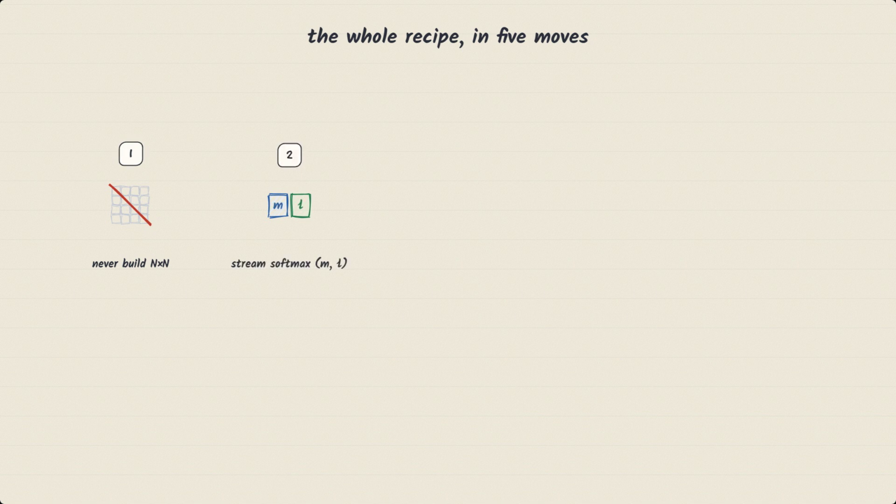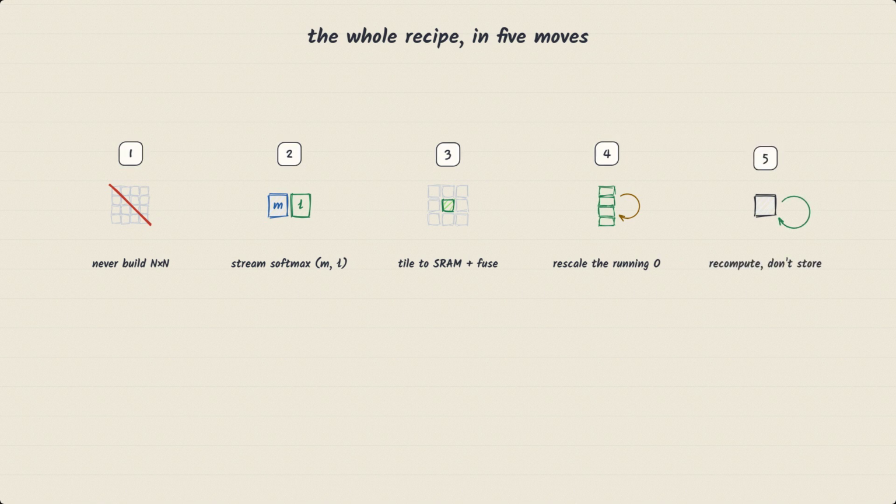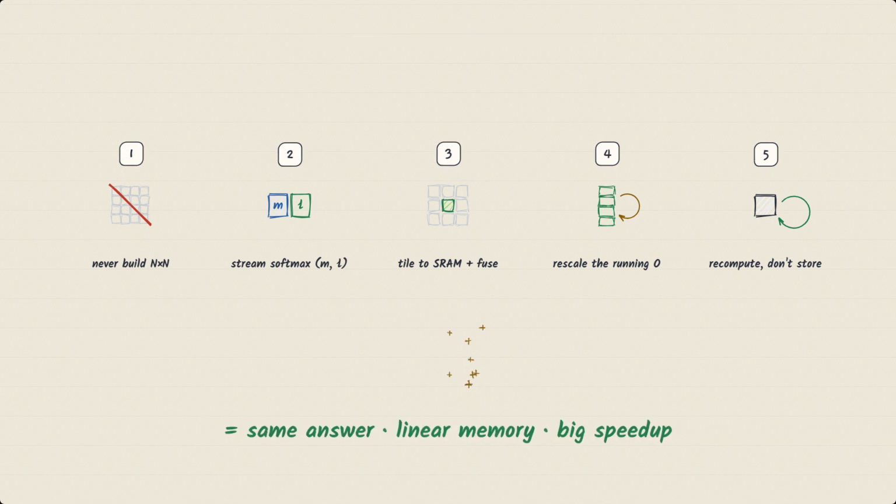So here's the whole recipe. The n-by-n attention matrix is the cost, so never build it. Stream the softmax using 2 running statistics, the max and the sum. Tile Q, K, and V so a block fits in fast SRAM, and fuse everything into one kernel. Rescale the running output every time a bigger score shows up. And in the backward pass, recompute the tiles instead of storing them. The result is bit for bit the same attention, in linear memory, running far faster, because the bottleneck was never the math. It was the memory.